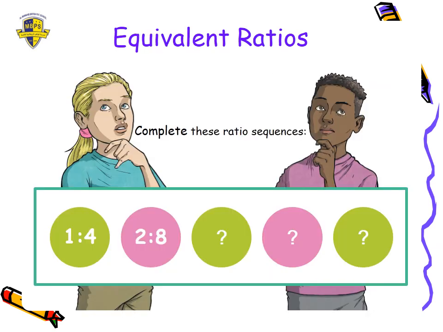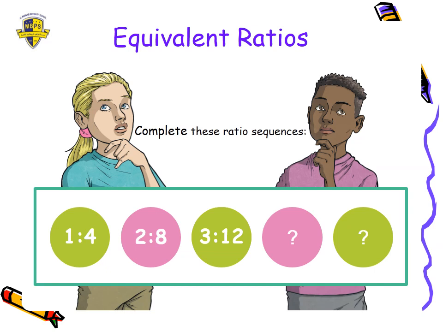Let's solve these sequences together. The ratio 1 to 4. If I add 1 more, it will be 2 to 8. Now what do you think the next one? 2 plus 1, what? 3. And 8 plus 4? 12. Good. So it will be 3 to 12.